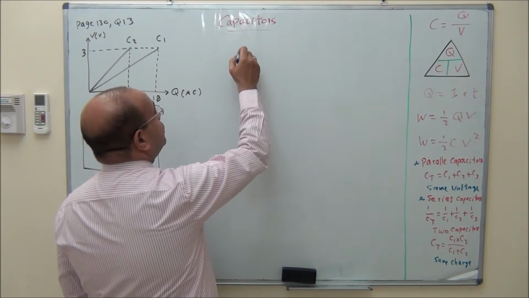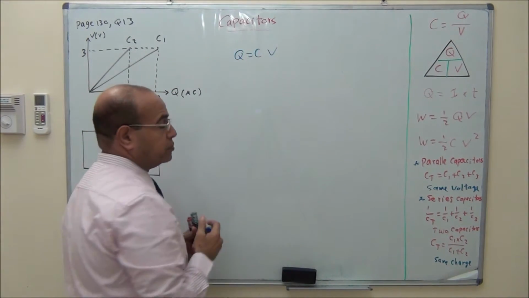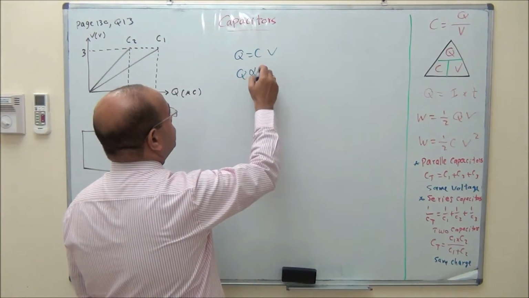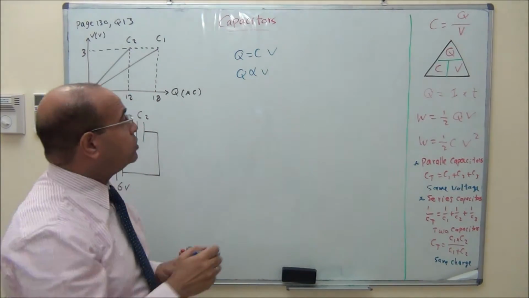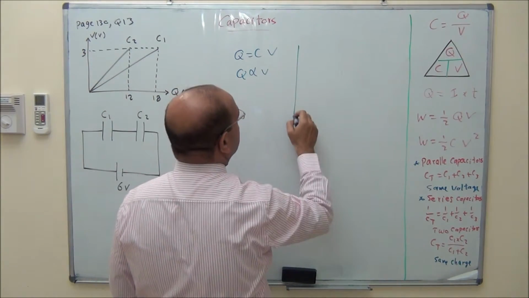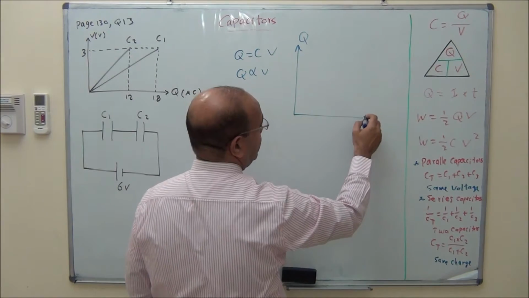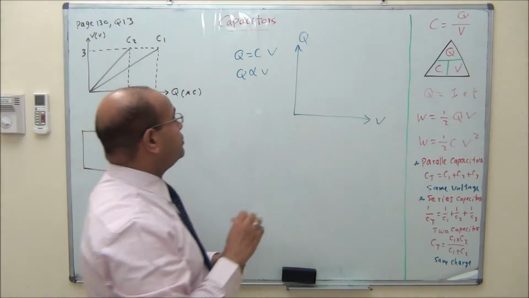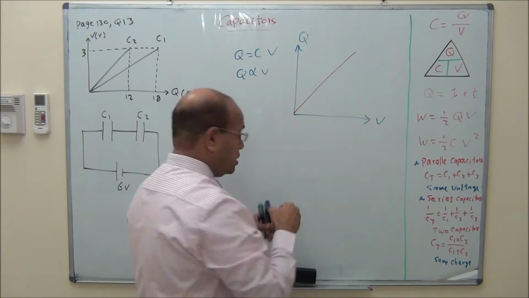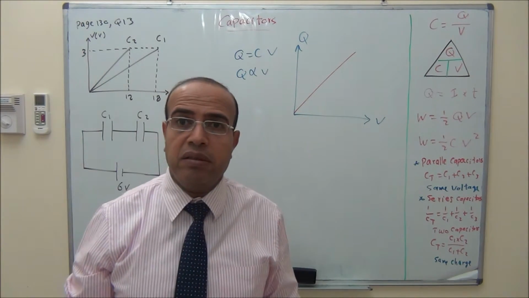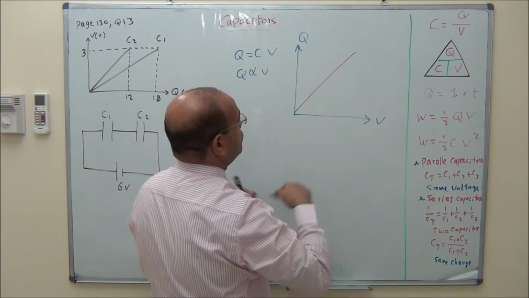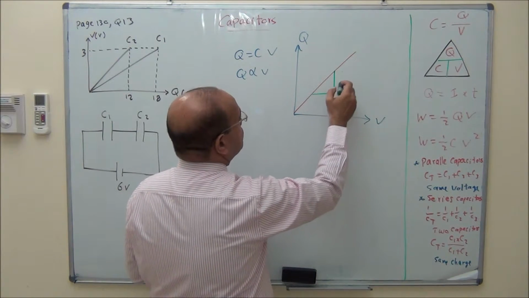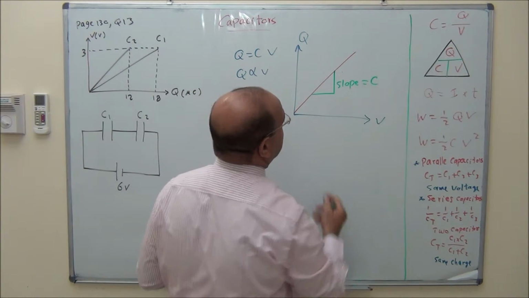We know that Q equals CV and Q is proportional to V. So if we draw Q on the y-axis and V on the x-axis, the graph is a straight line. The slope of that line represents the capacitance. The slope, or the gradient, equals the capacitance.